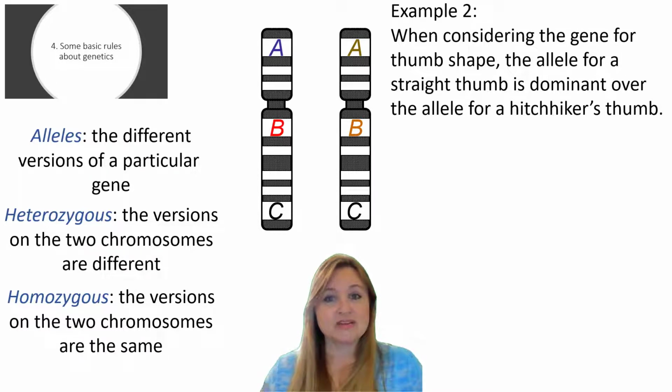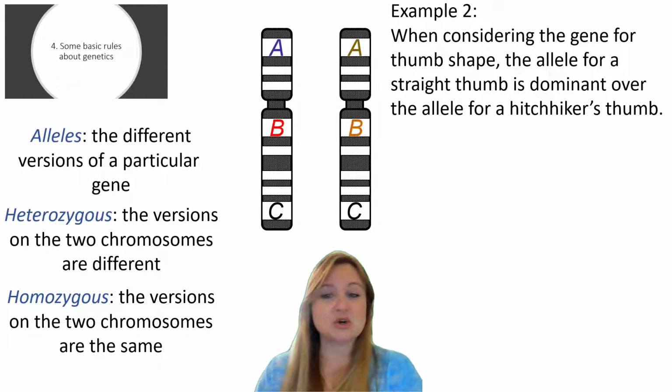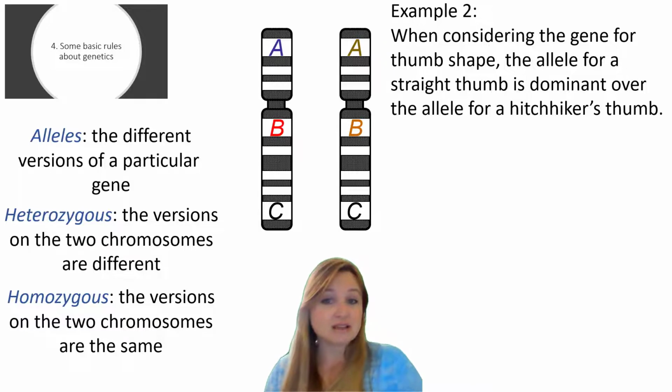This example deals with the shape of a person's thumb. When you look at the gene for thumb shape, the allele for a straight thumb is dominant over the allele for what we call a hitchhiker's thumb. Now, I happen to have a straight thumb, okay?